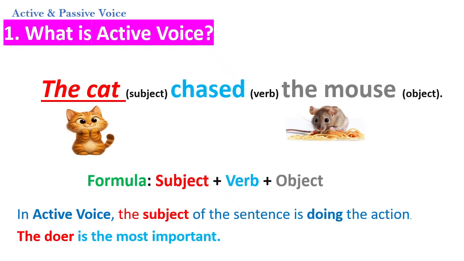In active voice, we simply use a subject at the start of the sentence, then we have the verb without using the third form, and before the third form we don't use be, and we don't use by. Simply we use the object. So we use subject plus verb plus object. This is the formula of the active voice. At the bottom it is written: in active voice, the subject of the sentence is doing the action and the doer is the most important. So in active voice, the subject has all the importance, right?